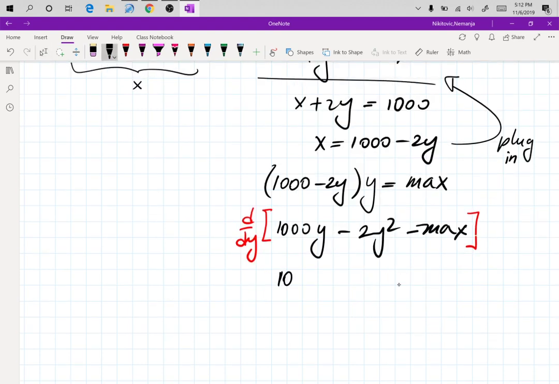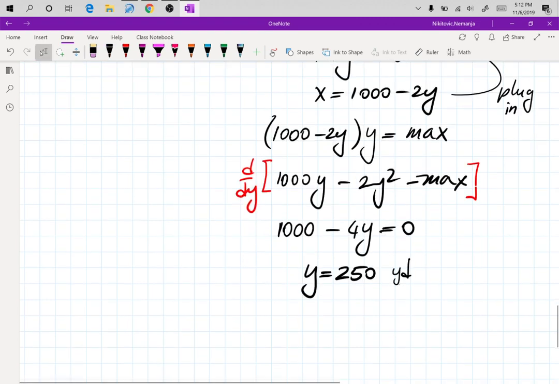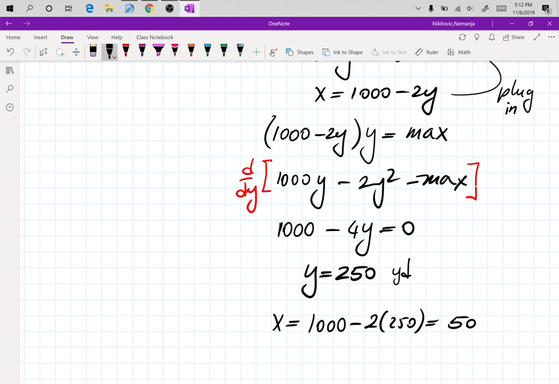That's 1,000 minus 4y equals 0. And here's your y as 250 yards. X is 1,000 minus 2 times 250, which is 500 yards. So now the dimensions are 500 by 250 yards.